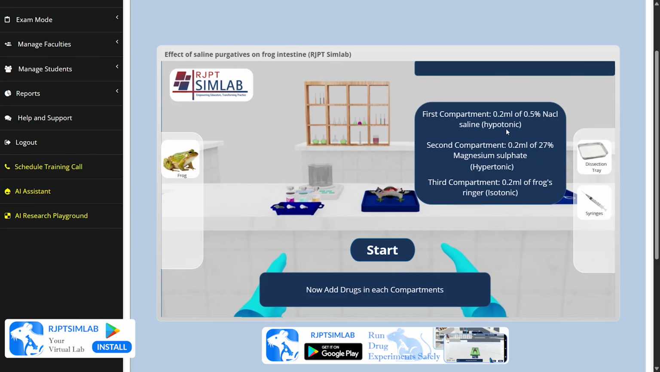As we know, we will insert into the first compartment 0.2 ml of 0.5% sodium chloride saline solution, which is our hypotonic solution. And in the second compartment, we will inject 0.2 ml of 27% magnesium sulfate, which is our hypertonic solution. And in the third compartment, we will inject 0.2 ml of Ringer solution, which is our isotonic solution.